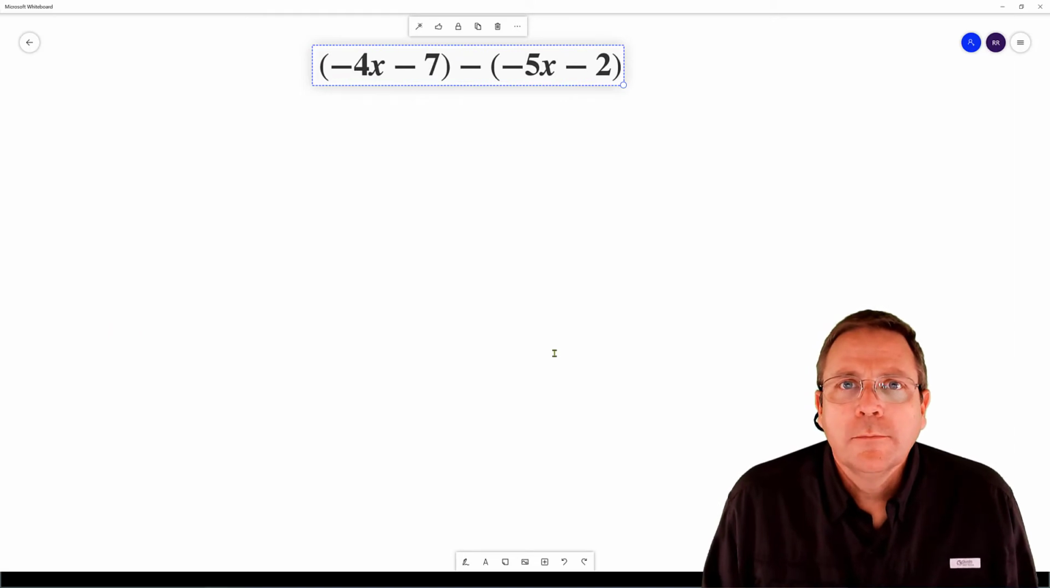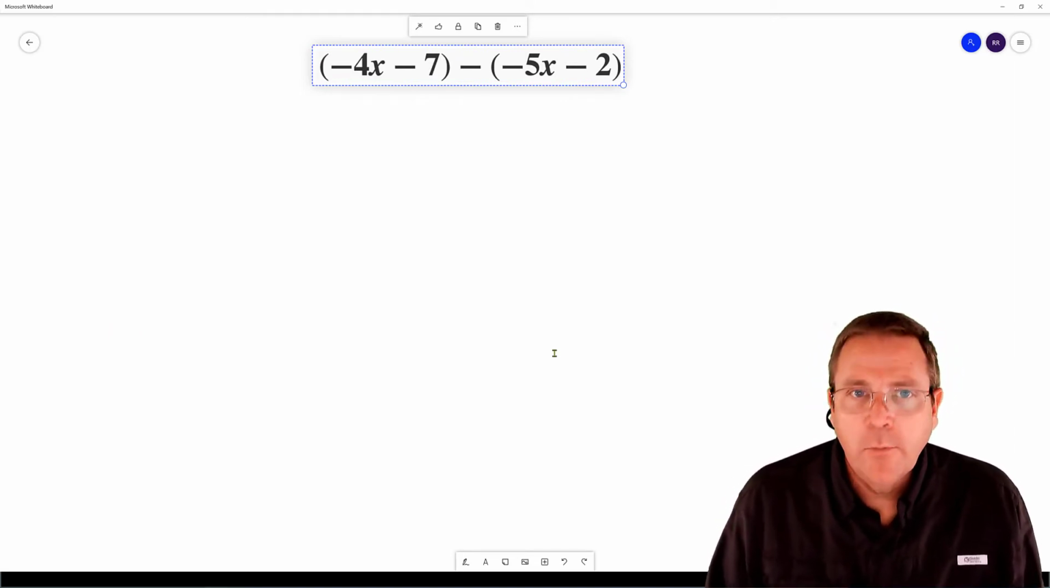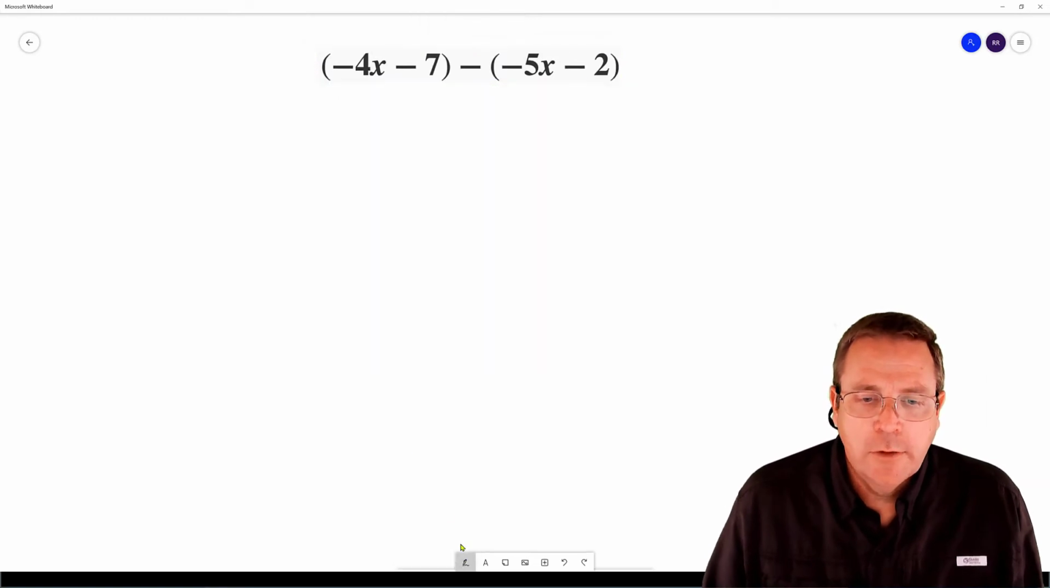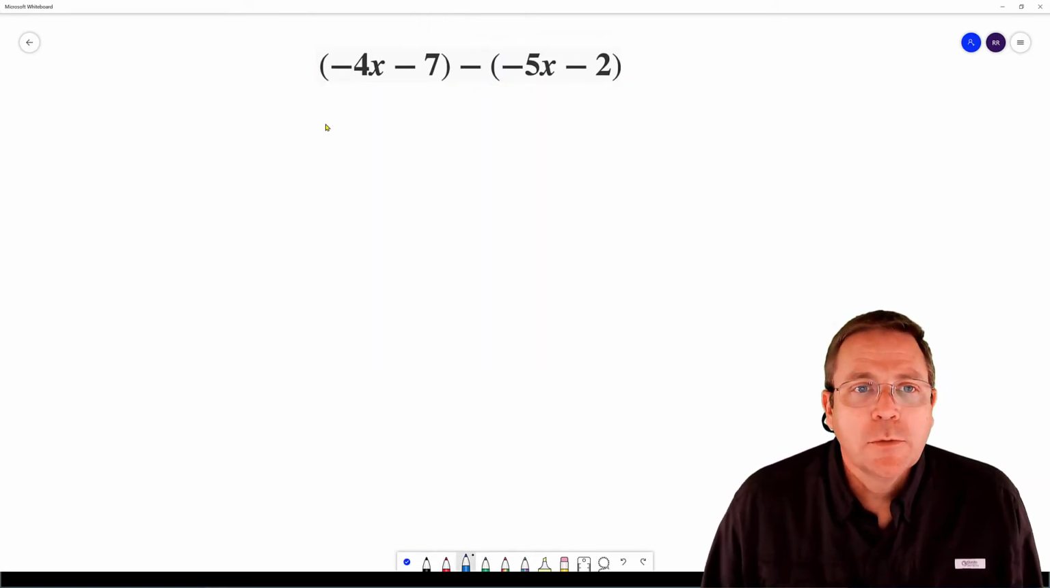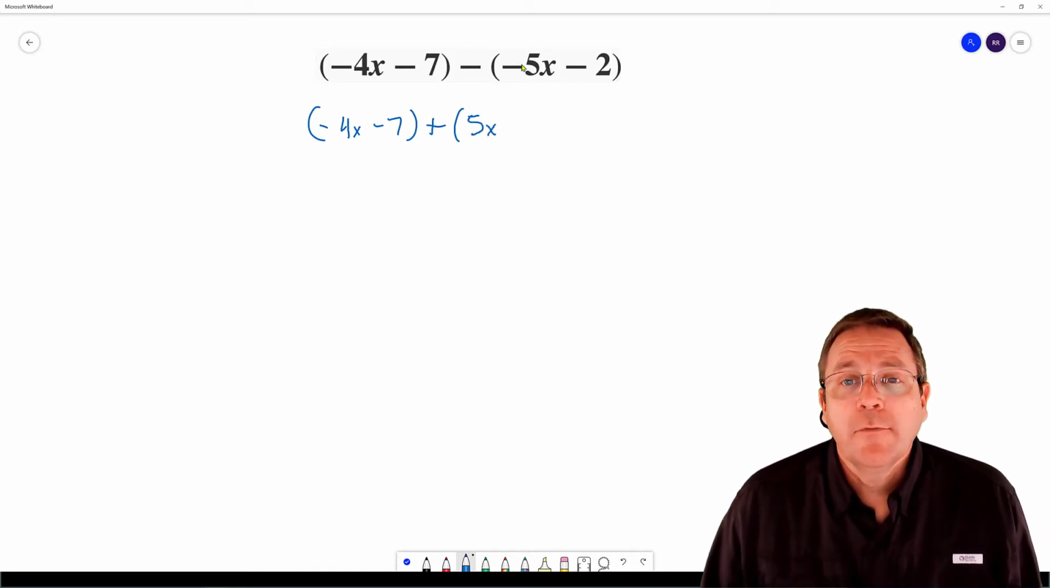Well, how'd you do? Let me show you what I'm going to do. Follow the same format that they worked in their last problem, where I'm going to change the subtraction problem into an addition problem. So I have negative 4x minus 7. That gets left alone. And then we're going to do plus the negative. So we're going to do plus, and then that negative sign is going to get distributed through here. Negative times the negative, that's going to become a positive 5x, which we can write as just 5x. And then a negative times the negative again, that's going to become plus 2.